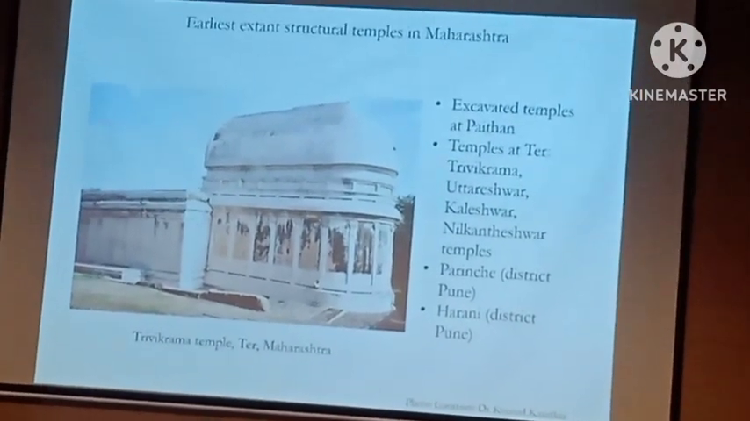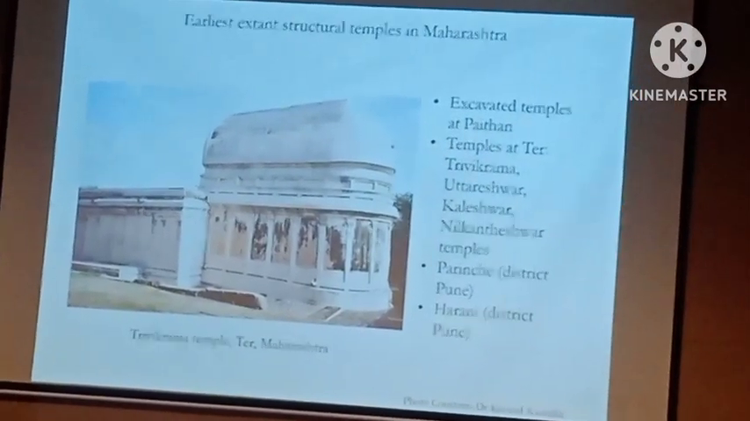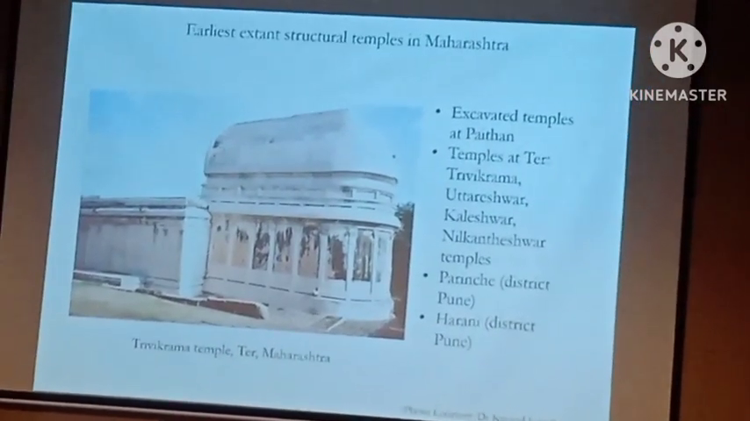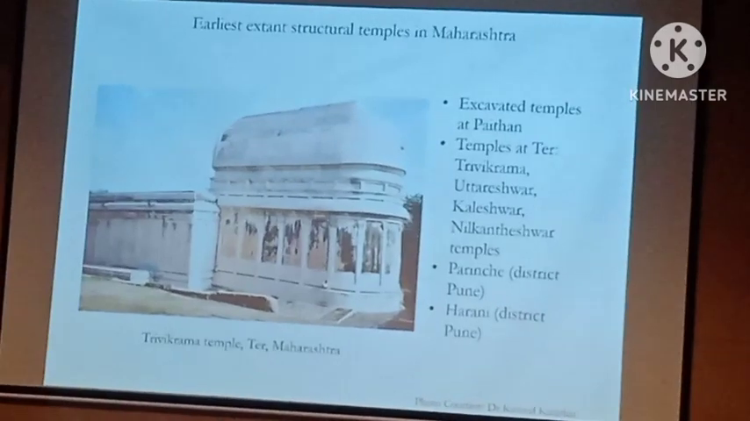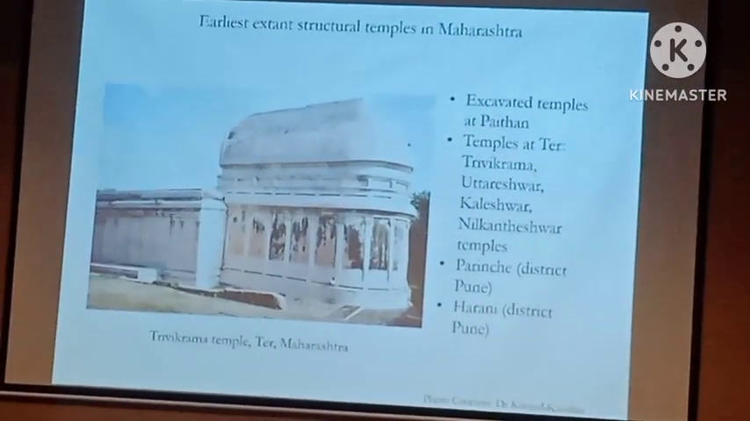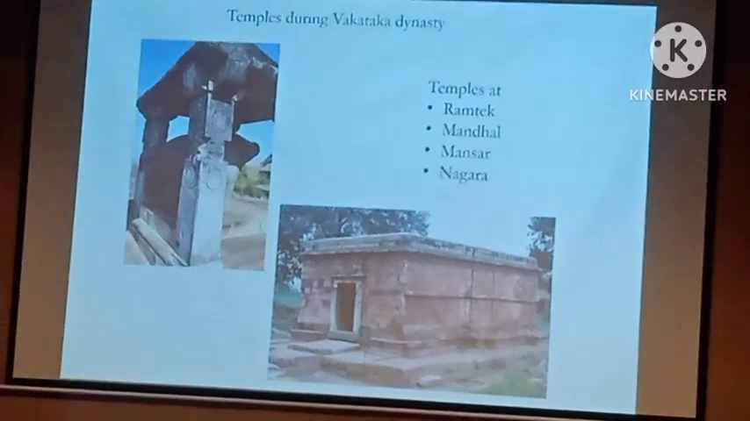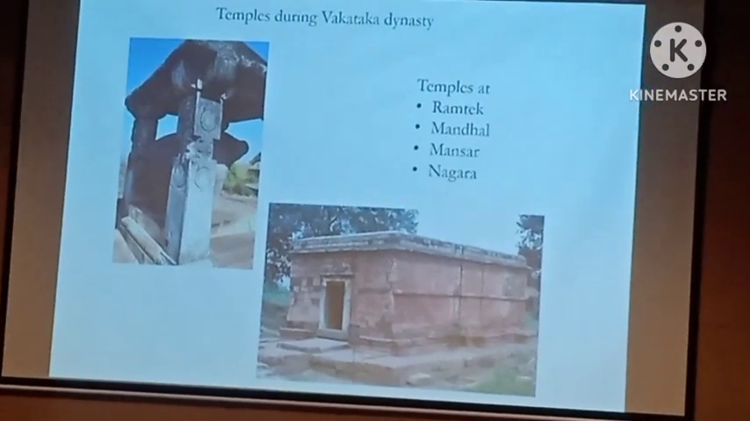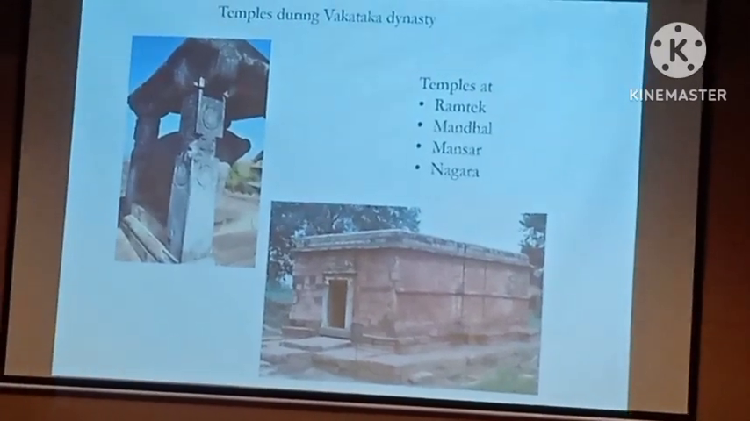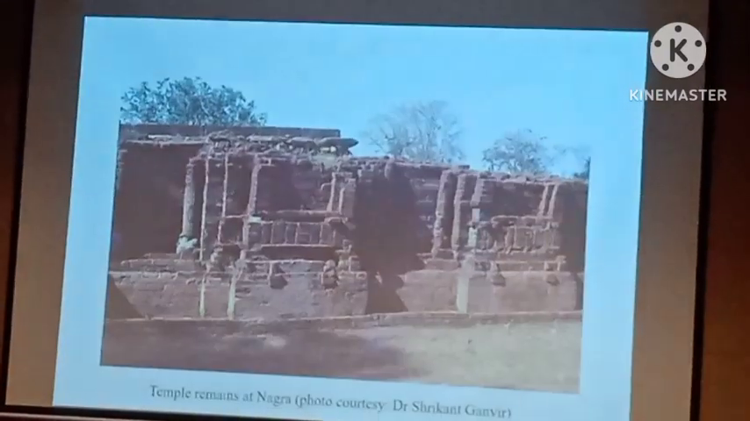Can you tell me the term which is applied for the shape? Gajaprashtha. So this one is from Ter. So these are some of the earliest extant structural temples in Maharashtra. Then from the region of Nagpur, built during the Vakataka dynasty, the temples at Ramtek. We have already seen these two temples yesterday.